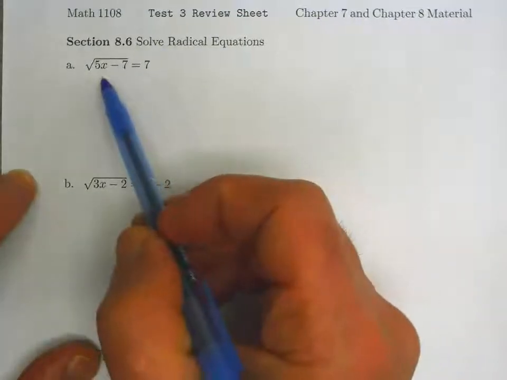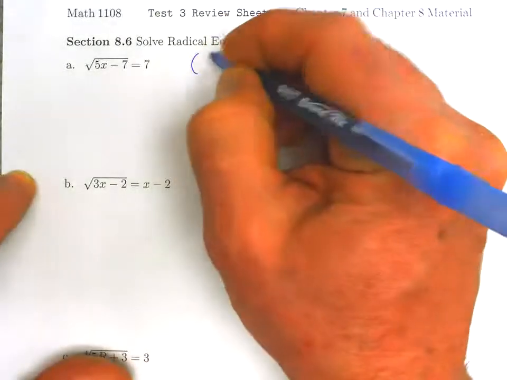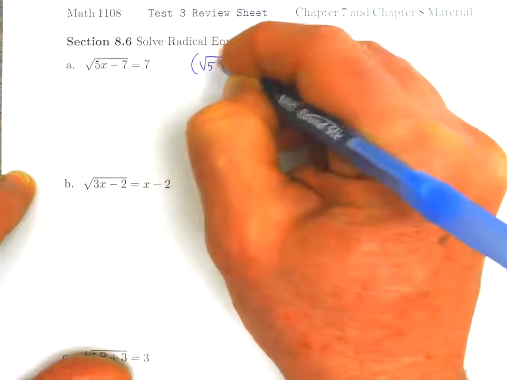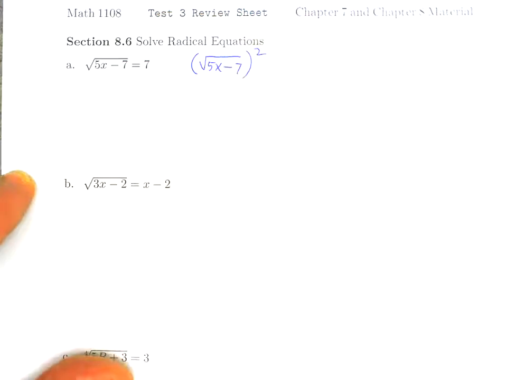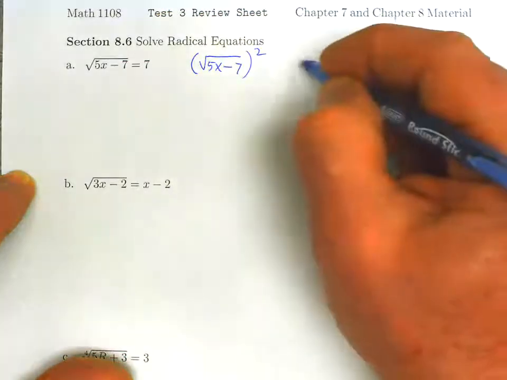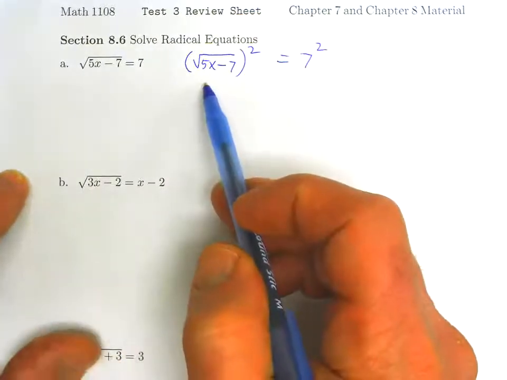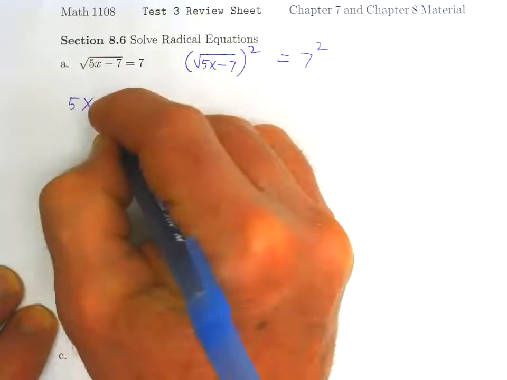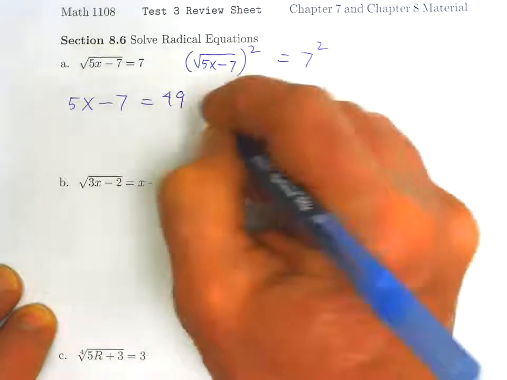We want to solve for x. X is inside a square root. So to get it out of the square root, we square both sides. So square the left-hand side, square the square root of 5x minus 7, and on the right-hand side, square 7. When you square the square root of 5x minus 7, you're just left with 5x minus 7, and when you square 7, you get 49.